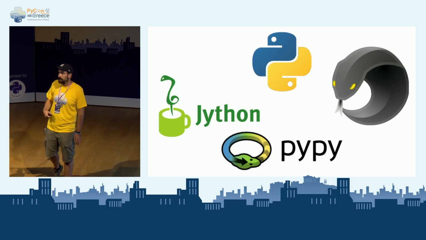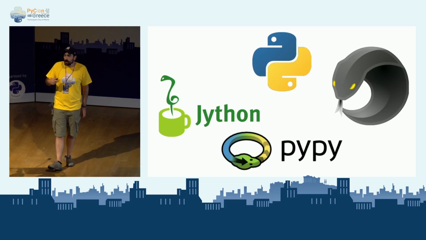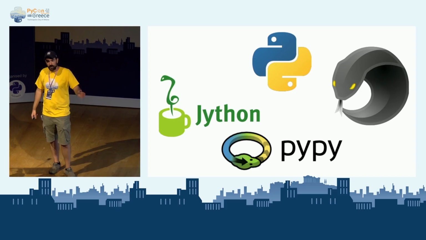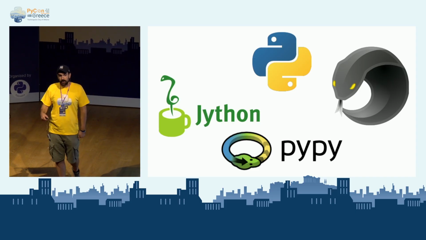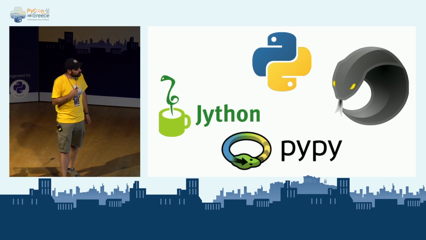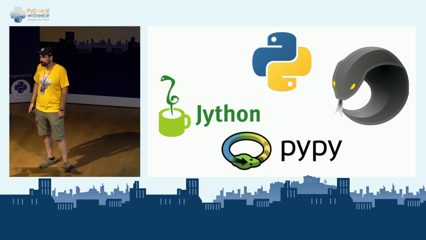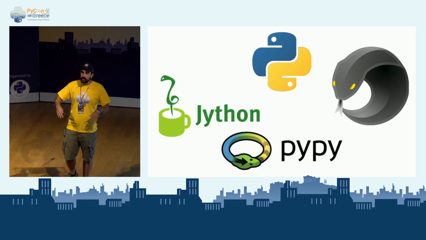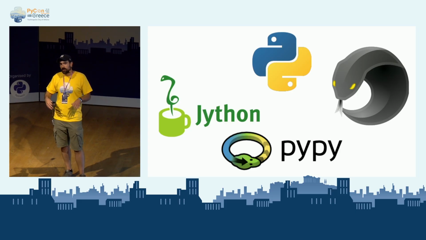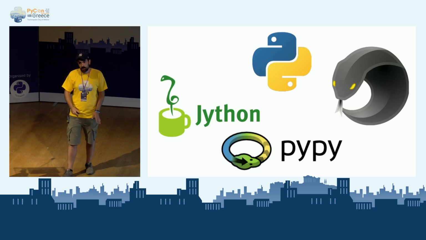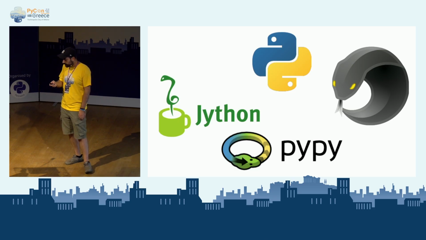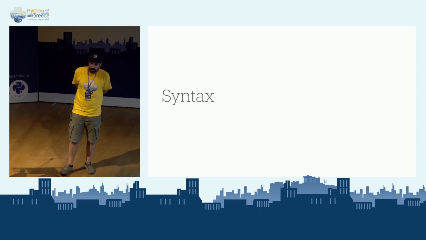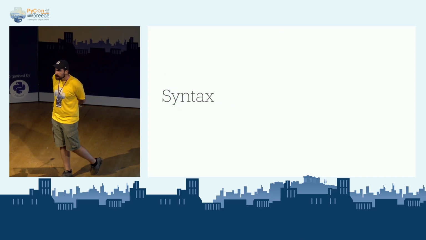There's Jython implemented in Java for the JVM. There's PyPy, which is Python implemented in Python. There is IronPython, which is the Python implementation for the .NET platform. So there's a lot of Pythons. What we're going to be talking about today is actually specific to CPython, the reference implementation, the one implemented in C. So, what's syntax? We're going to talk about syntax features.